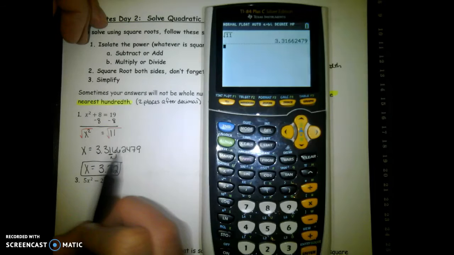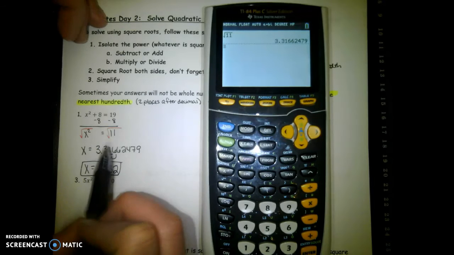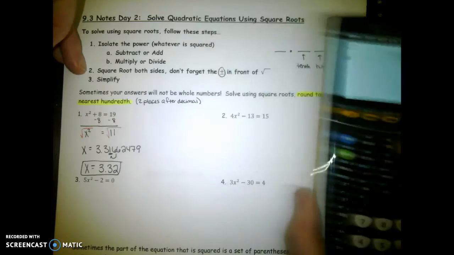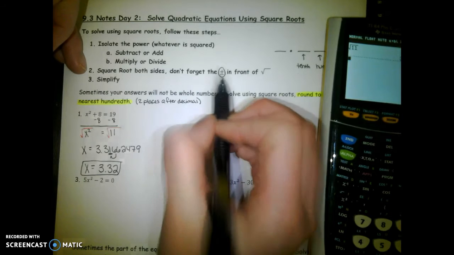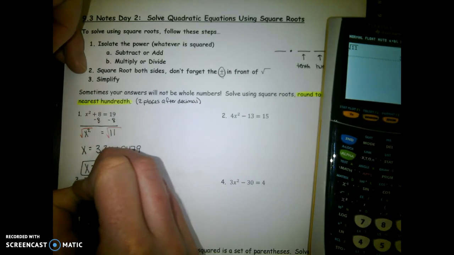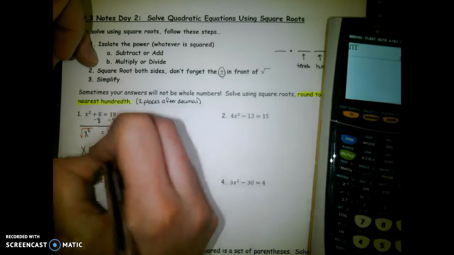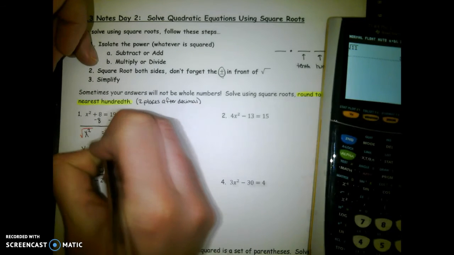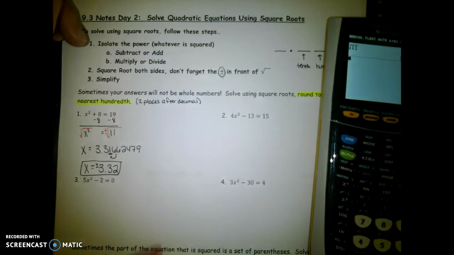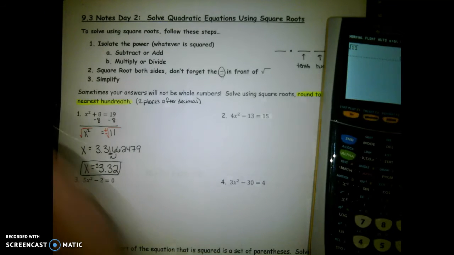Now what's the one thing I forgot? I was so caught up in this rounding, I forgot about step 2, this plus minus. So I need to make sure that there's a plus minus in there. And what I usually do when I put the square root in, I usually put a plus minus in front of that square root. That way I'm less likely to forget it.